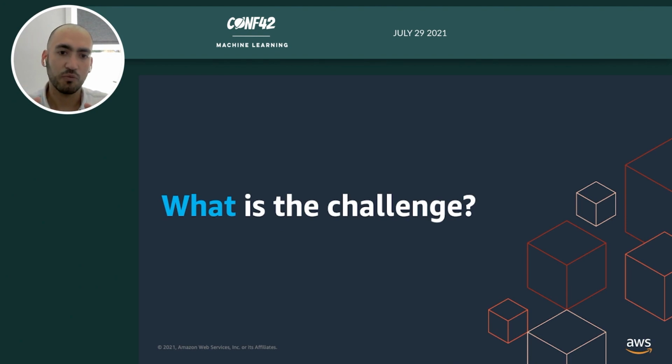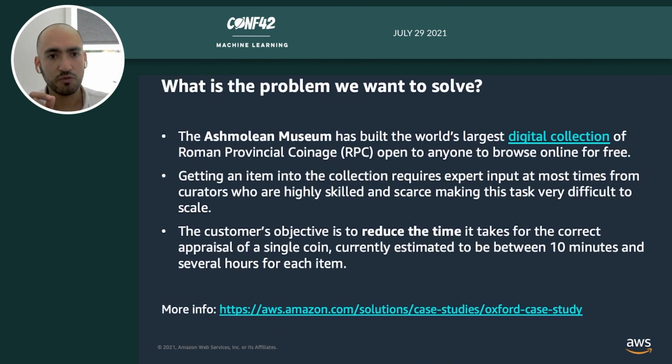So this is the moment when the Ashmolean Museum came to AWS, and together we started discussing what is a normal day for the people who are working at this museum. What are the challenges that they are facing? What are the limitations and constraints that they have? So we knew from before, the Ashmolean Museum has built the world's largest digital collection of Roman provincial coinage that is open to anyone to browse online for free.